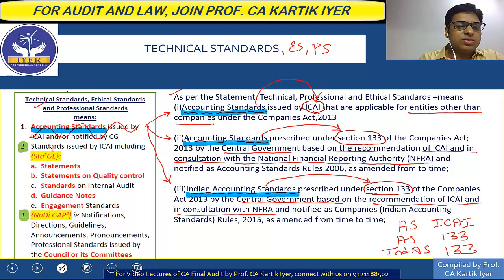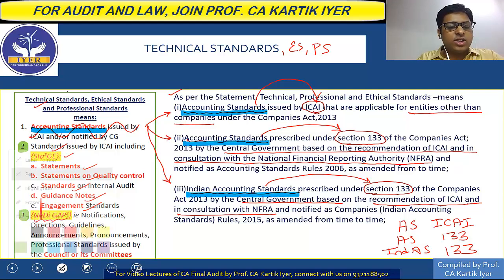Next is the same. These were there earlier also. Standards issued by ICAI, including statements on quality control, standards on internal audit, guidance notes. You have engagement standards. The code that I had given even in my video lectures is basically STAGE, so you can take it from there. Next is you have NOCLAR, NOCLAR. Okay, so let's see NOCLAR. Let's do this point.